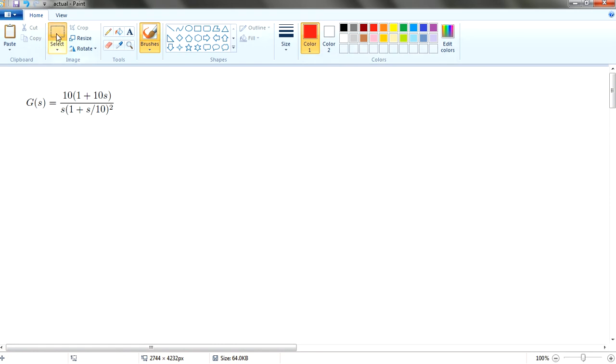So to start off with a question, this is actually the question in your book, okay? I'll just try it out, okay? I've tried a lot of times. So what I'm gonna do is, the first step is to change s equals to j omega, okay?